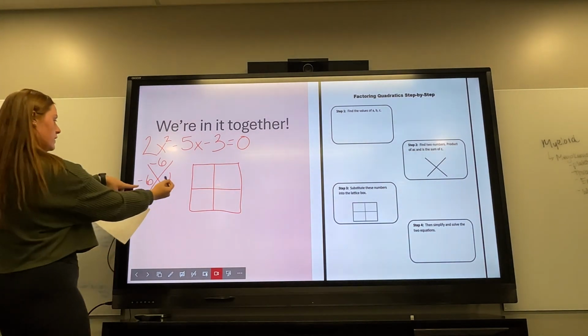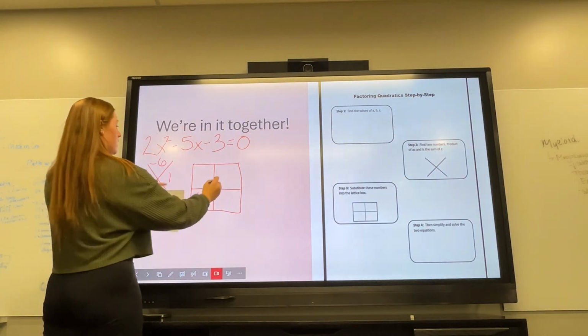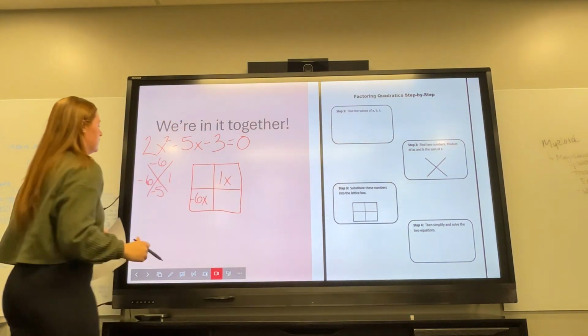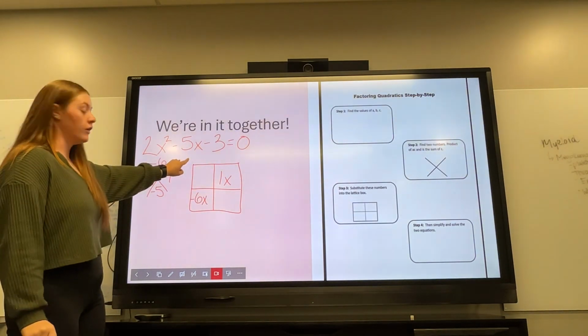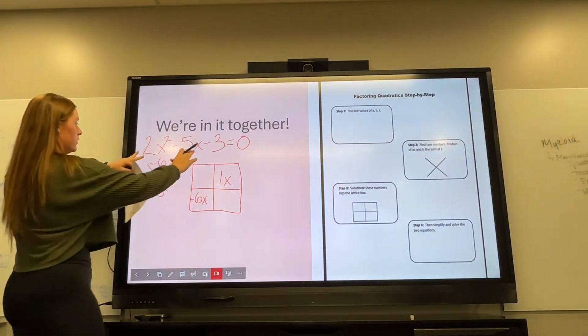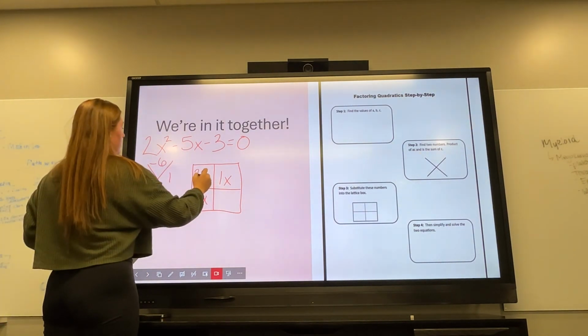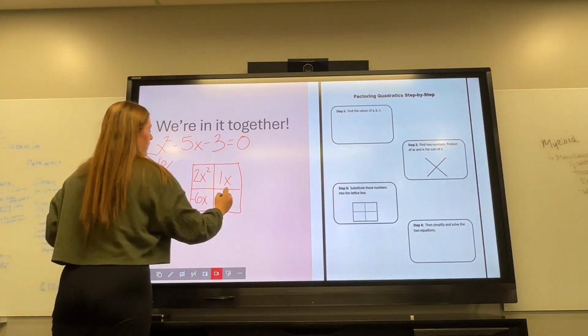Okay, so I'm putting these two numbers in my diagonals. -6x, and I'm going to add 1x. Because I just broke down my b value here, that's why I put those in the diagonals with an x. And then everything else is going to stay the same. So at the top is going to be 2x squared, and the bottom here is going to be -3.